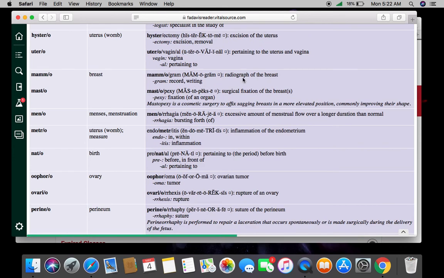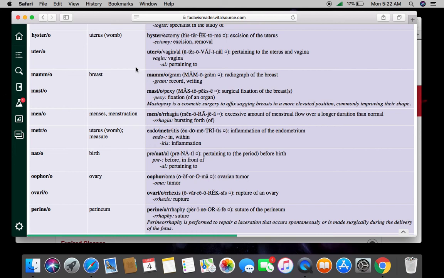Mammogram, right? I hope you ladies, especially after the age of, I believe it's 30, 35, should be getting a radiograph or an x-ray of your breast. That's when they put your breast in between the two plates and then they do an x-ray. That's a mammogram. That's a screening exam. And please note that a screening exam is not the same as a definitive exam. So if we see something abnormal in a mammogram, it doesn't mean you have breast cancer.